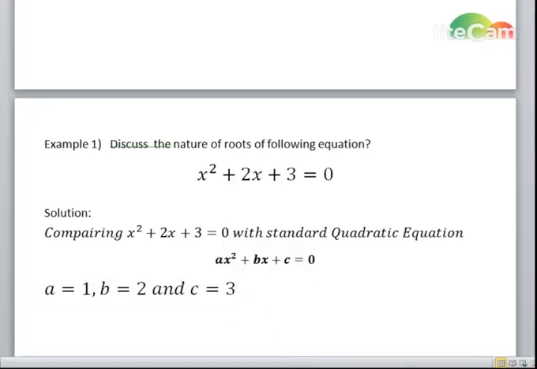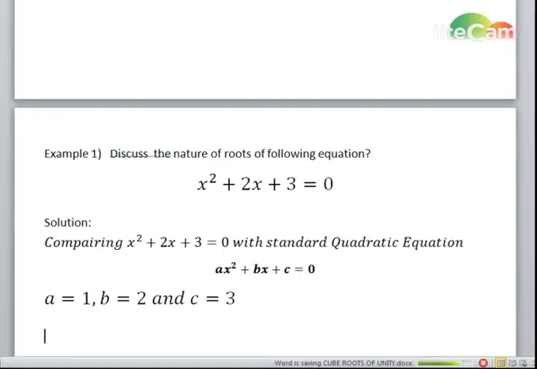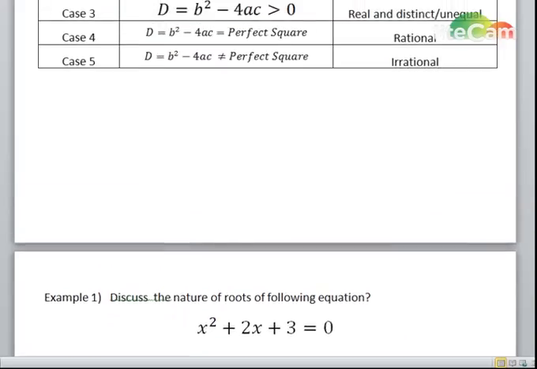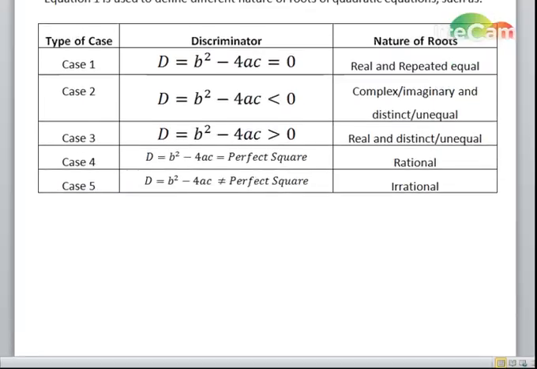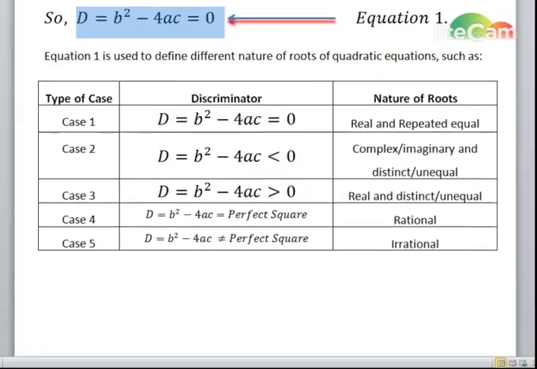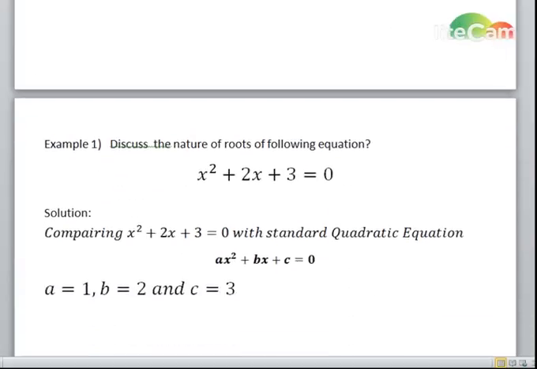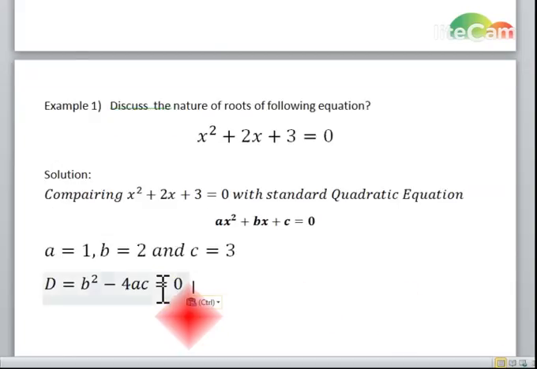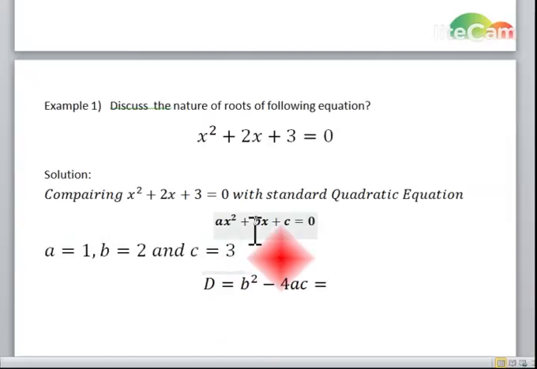Now we use the discriminant formula to find the value of D. Now using equation 1, we can find the value of D easily, which is the discriminant of this quadratic equation.